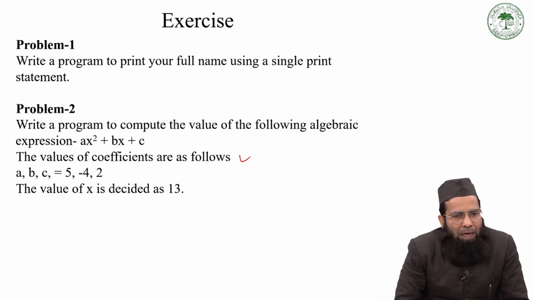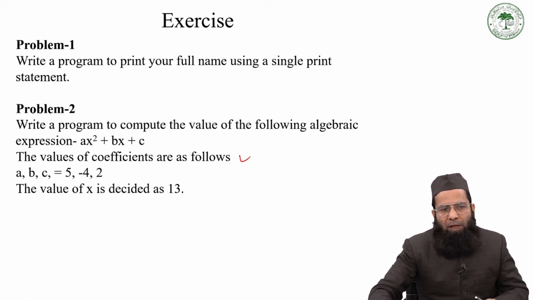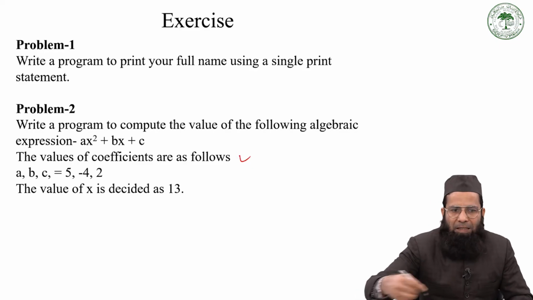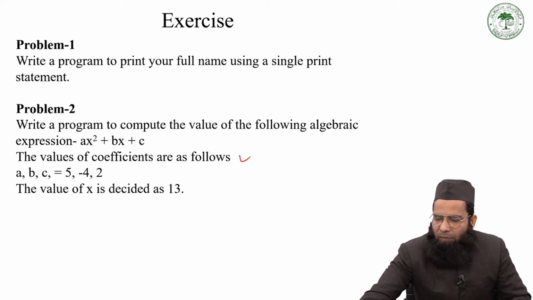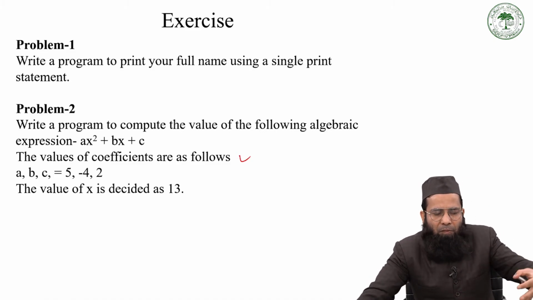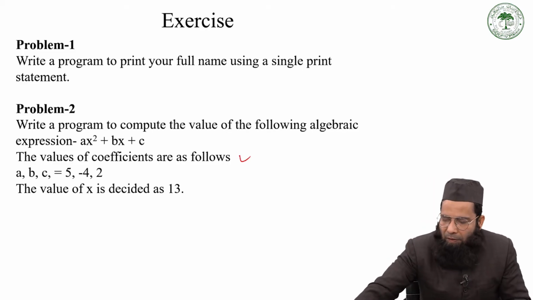There is one problem: write a program to print your full name using a single print statement. And there is one more problem: write a program to compute the value of the following algebraic expression ax square plus bx plus c, where a is 5, b is -4 and c is 2, and the considered value of x is 13. At this moment we are not accepting values from the user. Later on, we'll discuss how we can take input from the user as well.